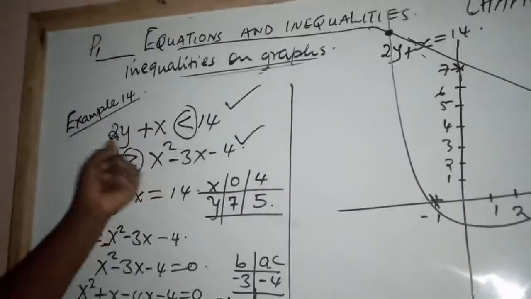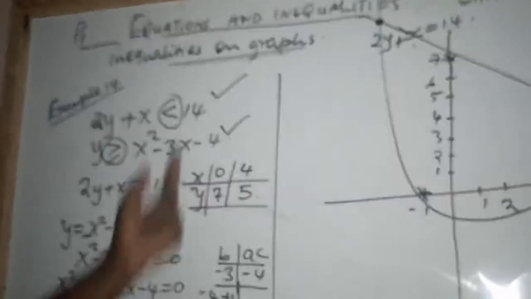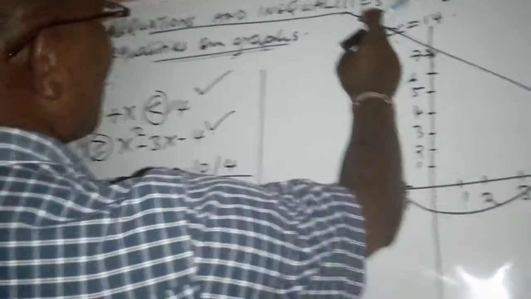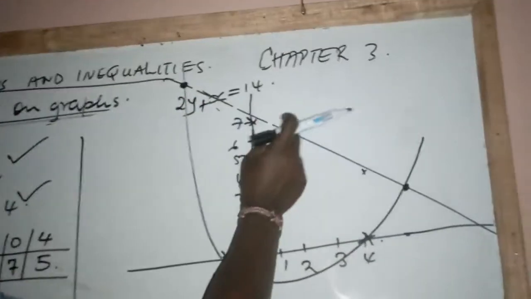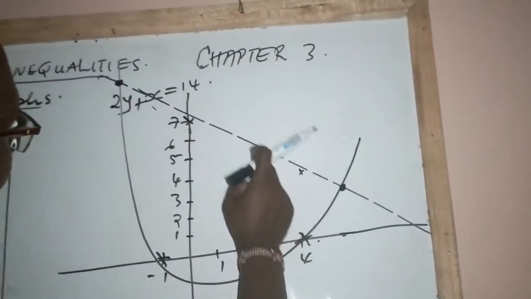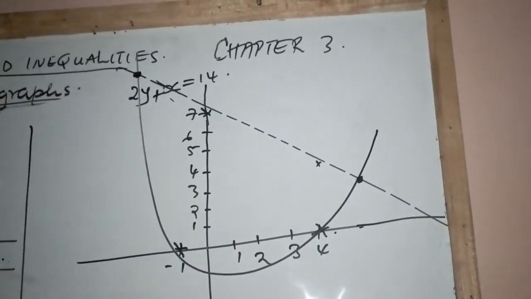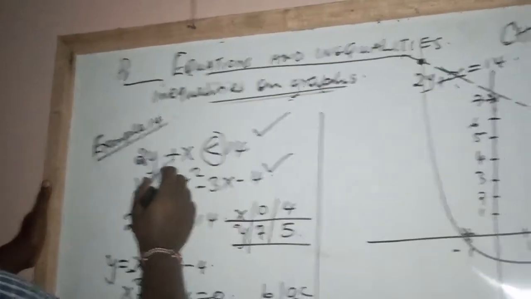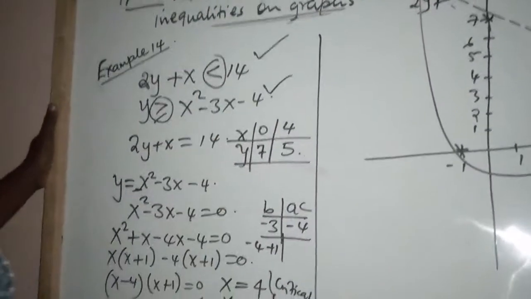And if you look at this first linear graph, there is no equal to aspect, and therefore the line is supposed to be broken. We are supposed to have actually started with a broken line. That is the name of the line. Now, we are supposed to talk about 2y plus x is less than 14.